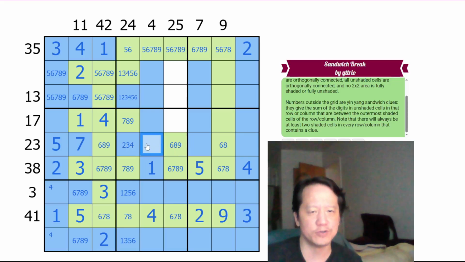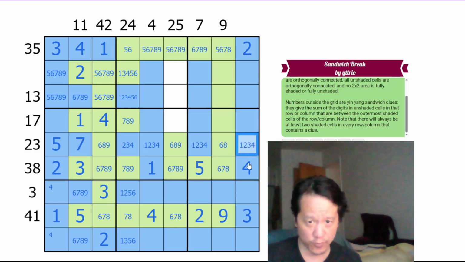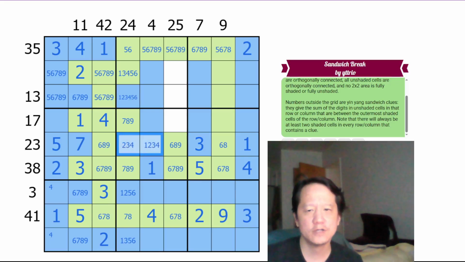So we have 1, 2, 3, 4 left in the rest of the row. This can't be 2, 3, or 4 because of 2, 3, 4 in the column. So this is 1. This can't be 1 here. No 2 here. No 4 here. That makes that 3. So this can't be 1 or 3 here. This 4 eliminates 4 here. So that's 2, which makes that 4.